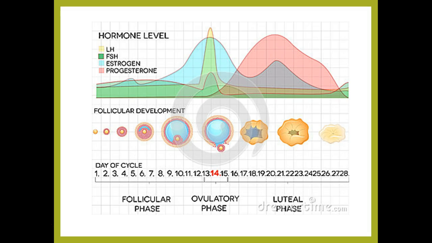If you look up to the top of this chart, what hormone is high? The pink one, which is progesterone. Progesterone causes continued thickening of the endometrium. It prevents the uterus from contracting, and it inhibits the development of new follicles. Okay?